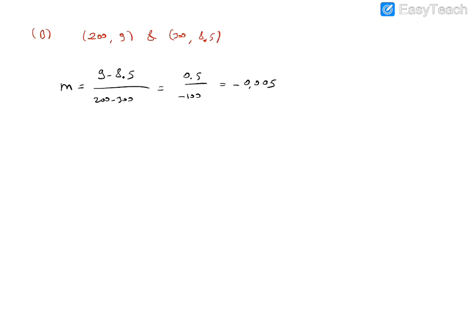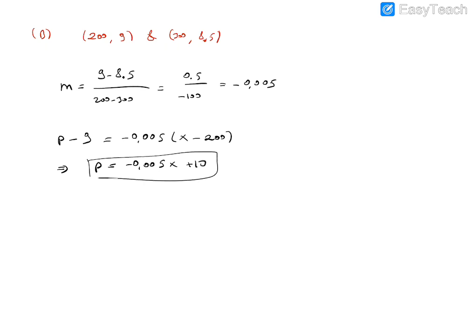Easily you can write the equation. So P minus P1, which is 9, okay, I'm using this point, equals M times minus 0.005 times X minus X1, which is 200. Minus 200. So from here, you can calculate, and this is not difficult. P equals minus 0.005 times X plus 10. So this is the price demand equation.